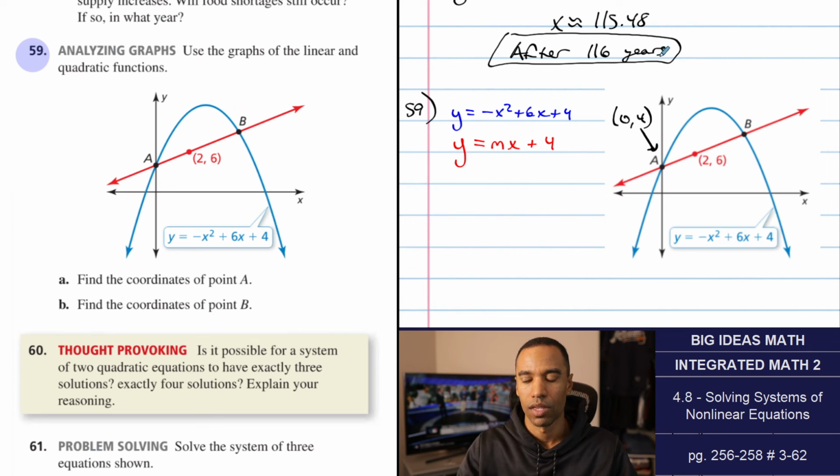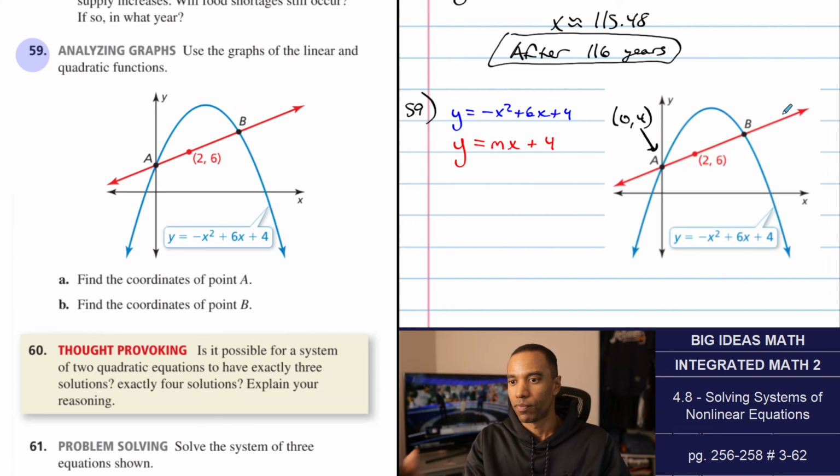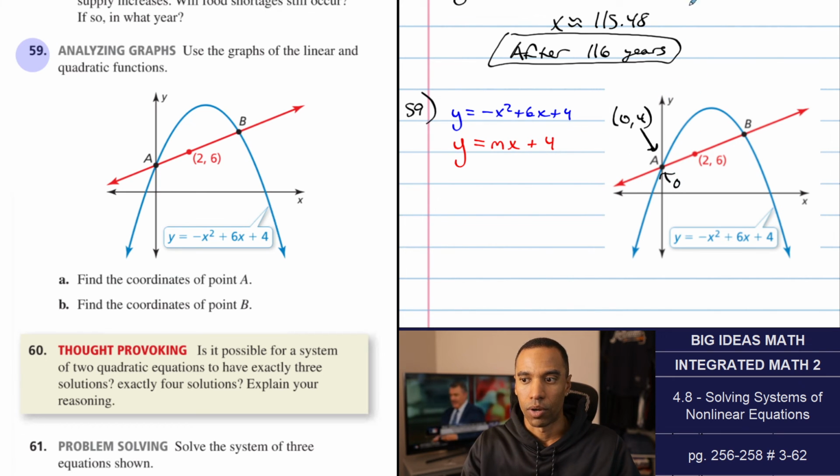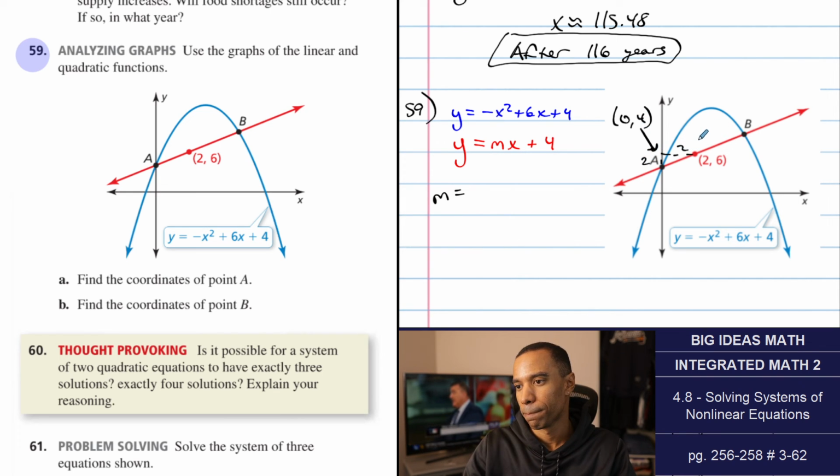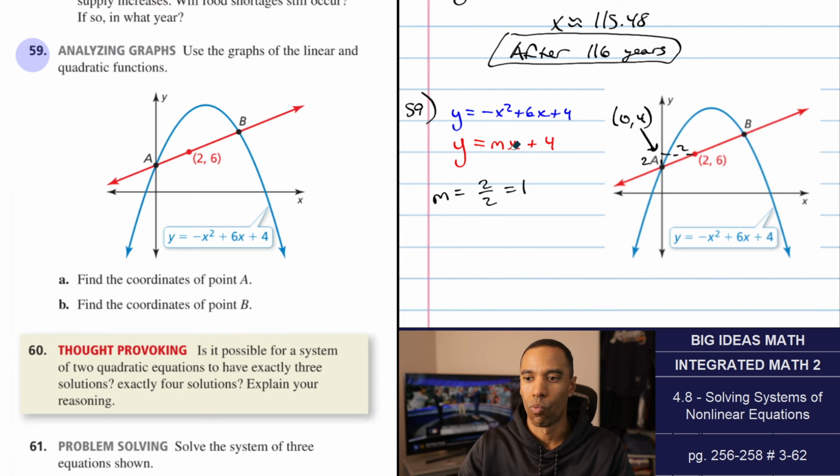Okay. B, on the other hand, is determined by, well, we already put 0, 4. So what's the slope from 0, 4 to 2, 6? This m is going to be y2 minus y1, well, you're going to rise and run. Rise from 4 to 6 is 2. Run from 0 to 2 is 2. So your slope is 2 over 2, which is 1. So your equation is y equals 1x plus 4, or x plus 4.